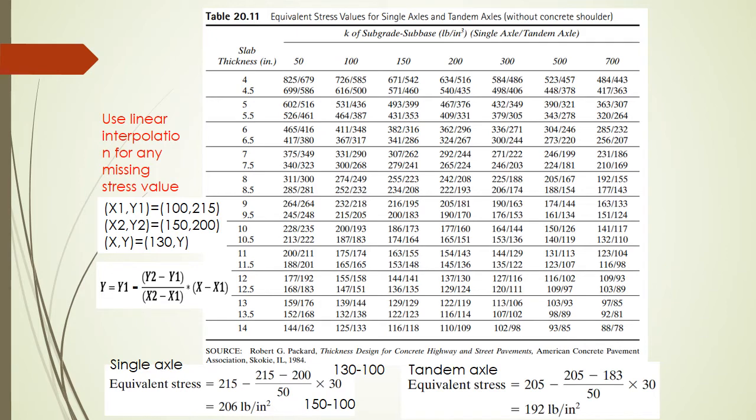Now let's talk about our first table. It is really important to know the title of this table: equivalent stress values for single axles and tandem axles without concrete shoulder. K of subgrade subbase pound per cubic inch single axle tandem axle. التيبل ده هيديني الستريسز للسنجل اكسلز والتاندم اكسلز لما ما يكونش عندي كونكريت شولدر في الطريق.